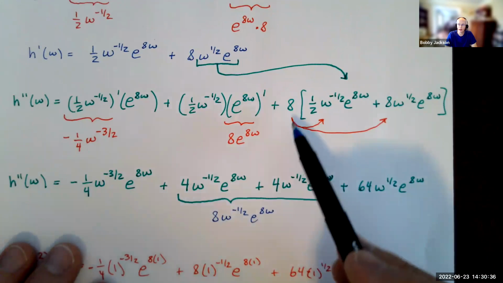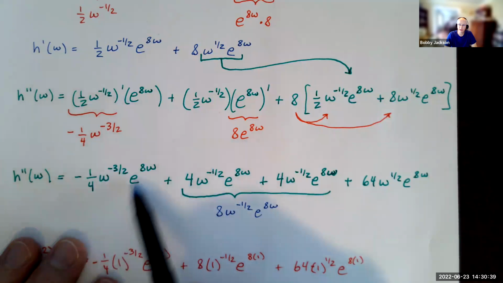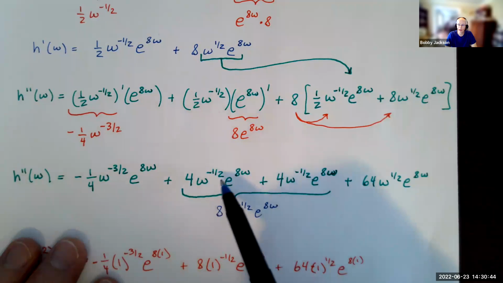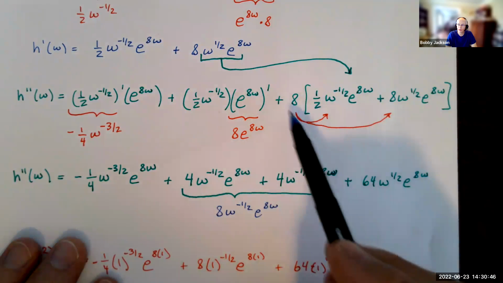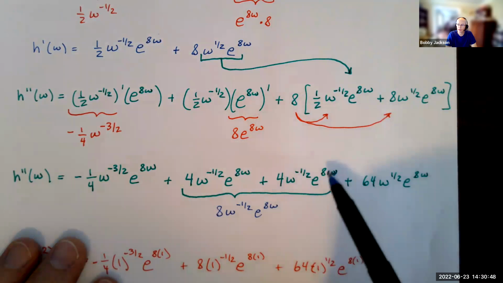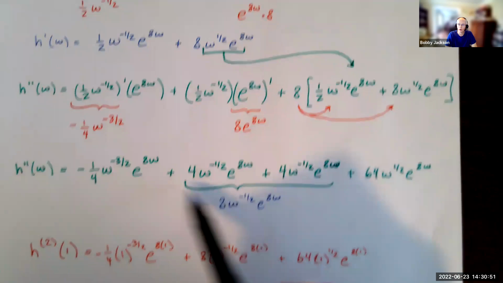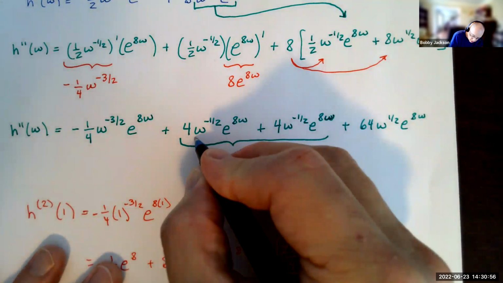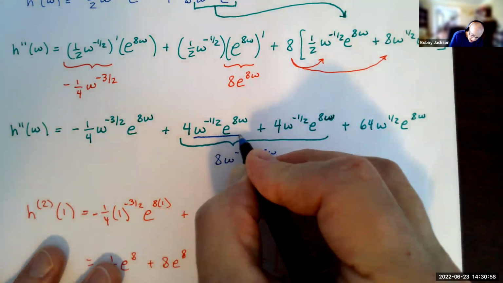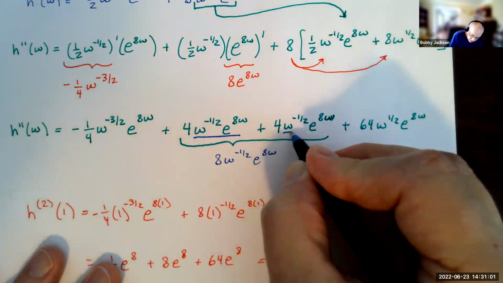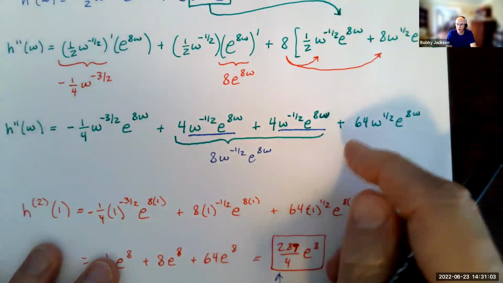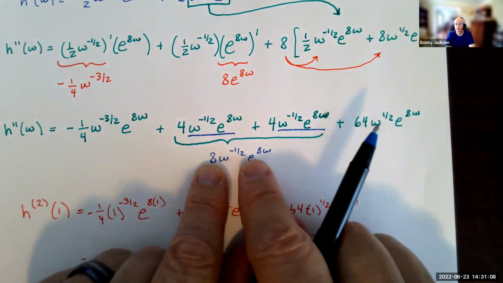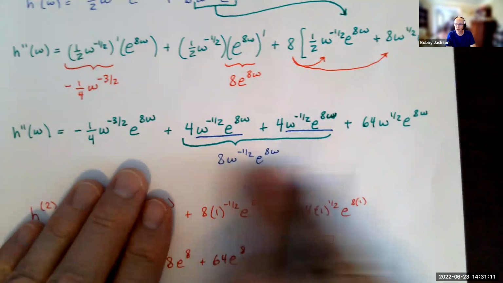Okay, so cleaning this up, I've got this term here. I get 1/2 times 8 is 4. W to the negative 1/2 e to the 8w. Here I need to distribute the 8 through. 8 times 1/2 is 4. 8 times 8 is 64. So I can simplify a little bit in the middle, because you'll notice these are like terms. W to the negative 1/2 times e to the 8w, w to the negative 1/2 times e to the 8w. So I've got 4 of these guys, 4 of these guys. That gives me a total of 8 of them, right? So I can combine them that way. Okay, there's the second derivative.